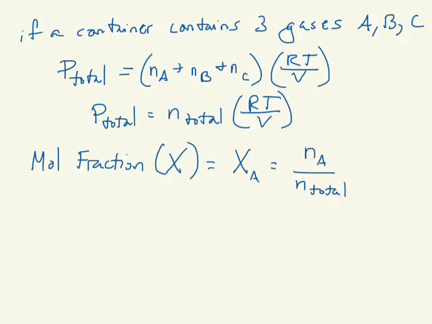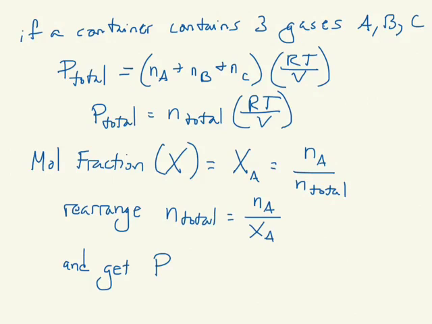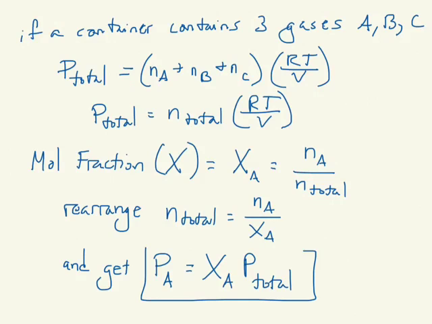Not too shabby. Well, we can rearrange this equation, and we can write it a little bit differently. If we rearrange it, we get our total moles is equal to the moles of just A divided by the mole fraction of just A. Okay, we do that, and we can sub this idea into our ideal gas law, and get this lovely little idea. We can say the partial pressure of just A is equal to the mole fraction of A times the total pressure. This comes in handy.